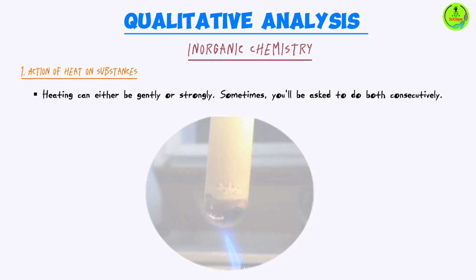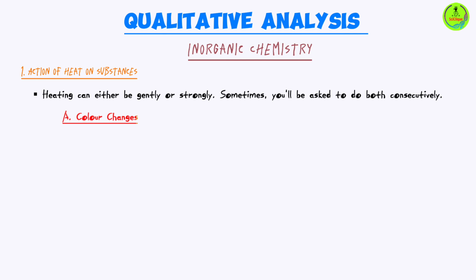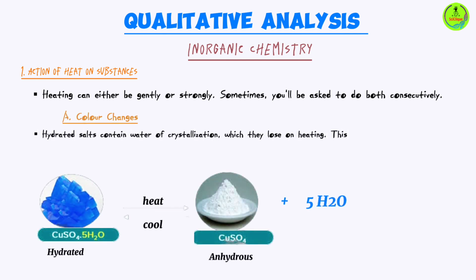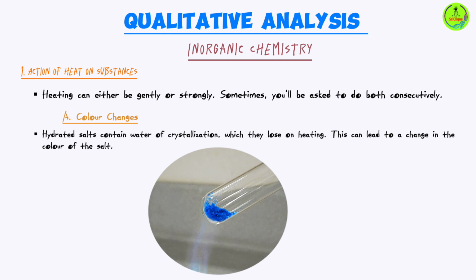Change number 1, color changes, of course. When it comes to salts, certain salts have different colors when hydrated and when anhydrous. The reason for this is because when hydrated, they contain water of crystallization, which they lose on heating, turning anhydrous. So there is a change of color that occurs in certain salts. The most common example, of course, is copper 2 sulfate. This is blue when hydrated, white when anhydrous, since it loses water of crystallization.